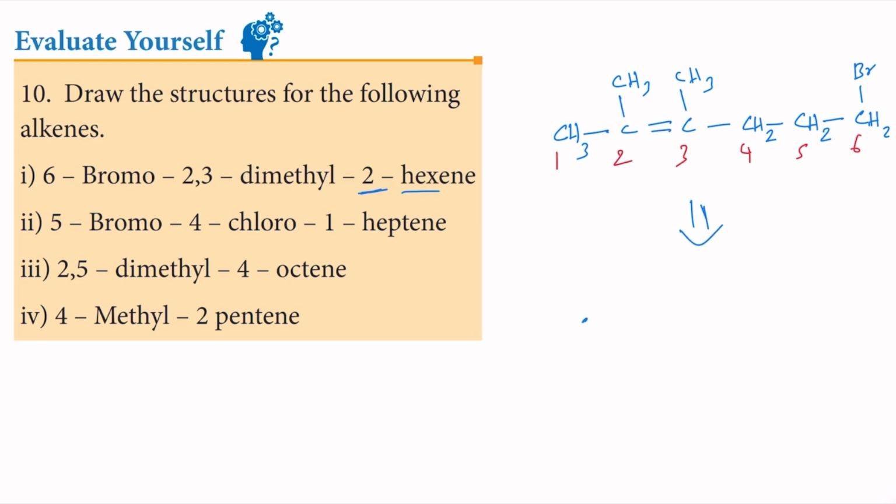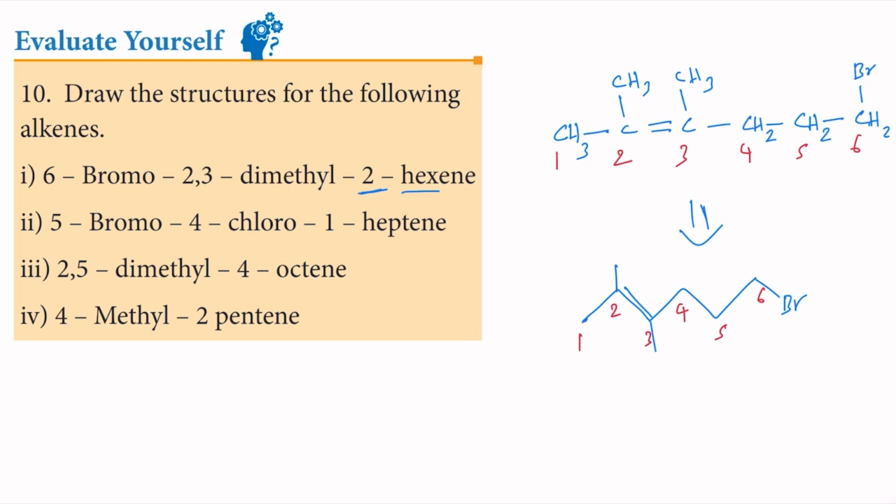When you hit the marker or pen, that is your position 1. So then 2, 3, 4, 5, 6. Number it so that we will not be making any mistakes. 1, 2, 3, 4, 5, 6. We have a bromo substituent at 6. Let's draw that. And then methyl group at 2 as well as methyl group at 3. We have a double bond between 2 and 3. Let's not forget that. That's how the structure will look like in bond line notation.